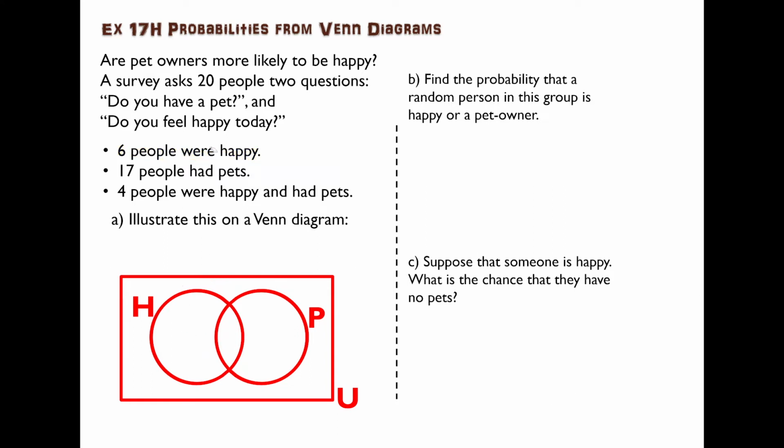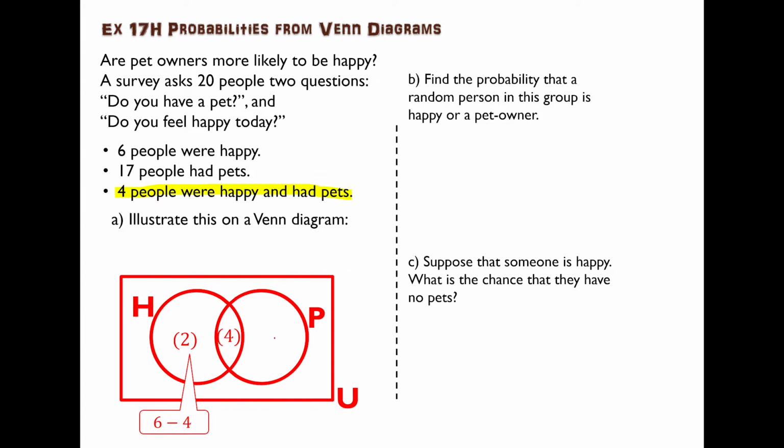For that reason, I would suggest starting with the intersection, the people that are in both categories. 4 people were happy and had pets, so I can put a 4 in the middle. Now, when I look at this circle, I know that there are 6 people in the happy circle, 4 of them are over here. How many are left in this moon shape? There are 2 people left in here. Just to check, 2 plus 4, there are 6 happy people. 4 of them also have pets.